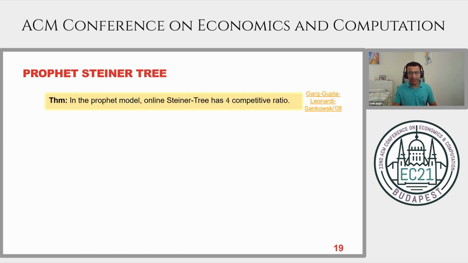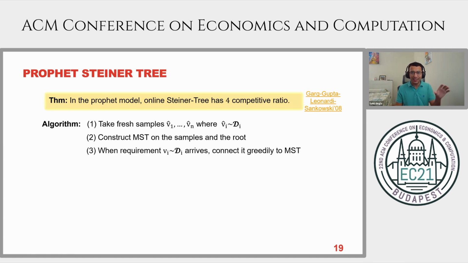In fact, the approximation is also very simple. They get a 4 competitive ratio for the online STEINER tree problem. The proof is also very simple. It can fit in just this slide. Let me at least tell you the algorithm. So the algorithm is as follows. It's a very beautiful algorithm.